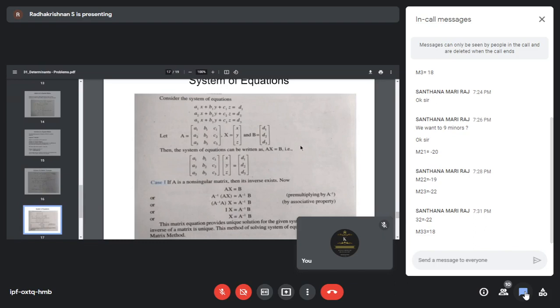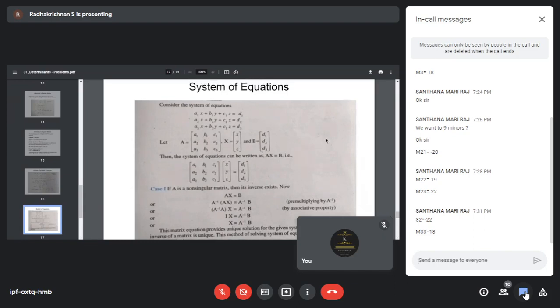So if a system of equations is given like this, all you have to do is do the inverse of this A and then multiply by this B, A inverse into B, and you will straight away get X.